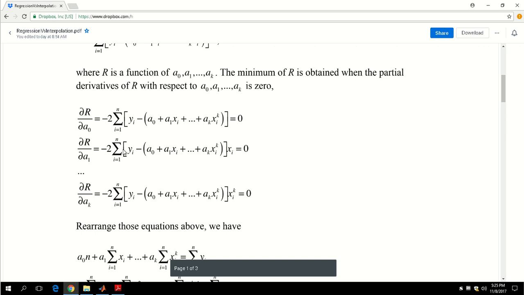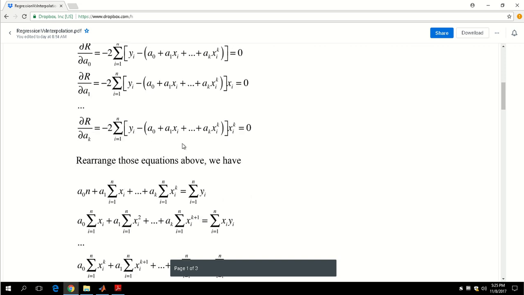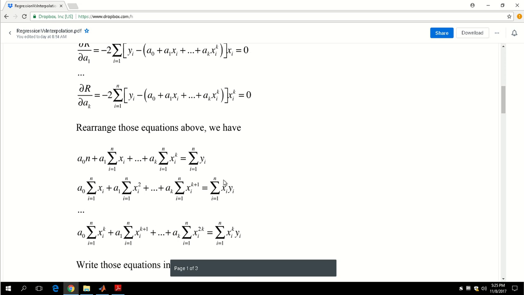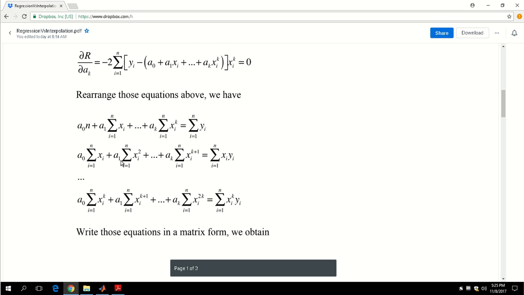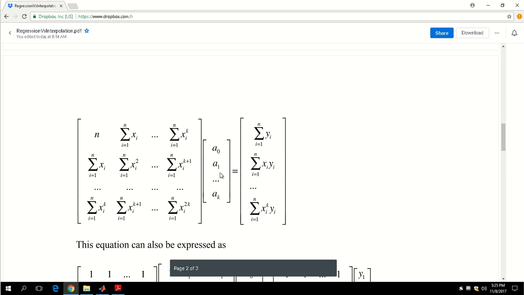So how many equations do we have? We have k plus 1 unknown variables, starting from a0 and ending with ak. So it's k plus 1 equations. Then all those equations can be reorganized. It basically just involves some algebra. We have to be patient when we work out the algebra. It's not difficult, but it takes some time to work it through. And then we can come up with the correct equation.